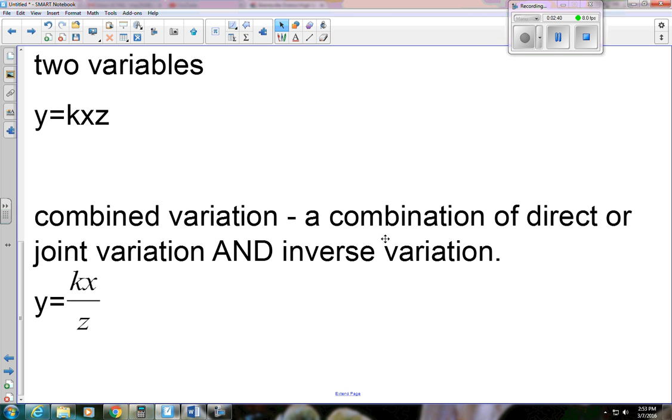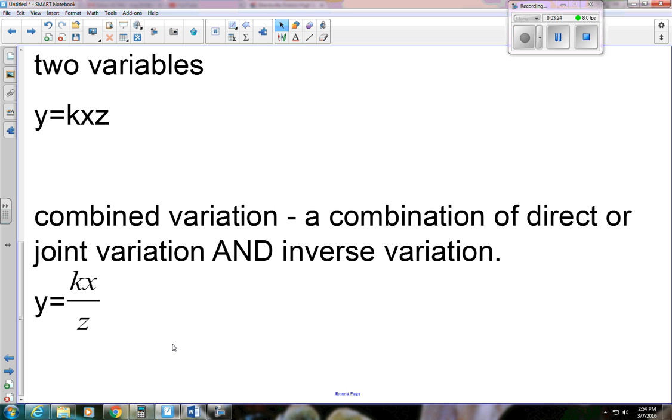And then combined variation is a combination of direct or joint variation and inverse variation. So if we have something that varies directly and inversely with something else, that would be an example of combined variation. So I believe an example that's given on this website that I also gave you guys a link to was for the volume of wood contained in a tree, and that varies directly with the height of the tree. So obviously the taller the tree, then the more wood there is, but it also varies inversely with the circumference of the tree trunk, squared, I should say.